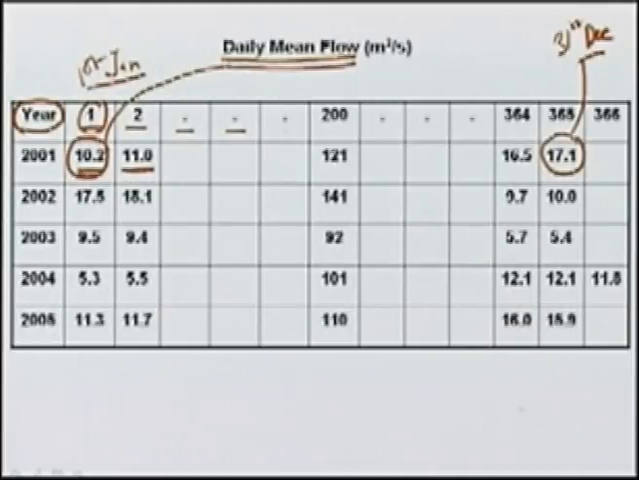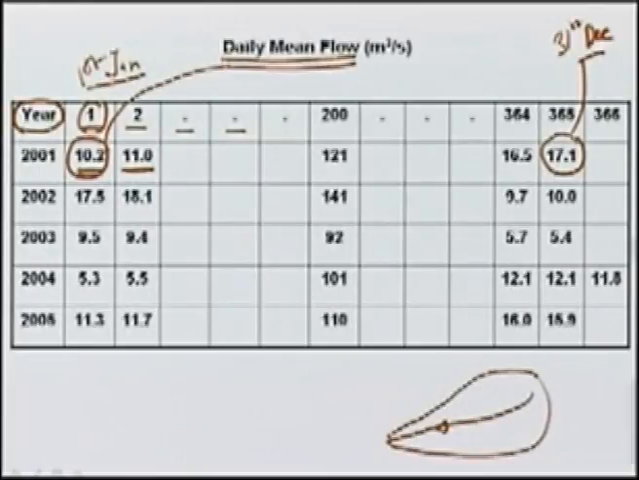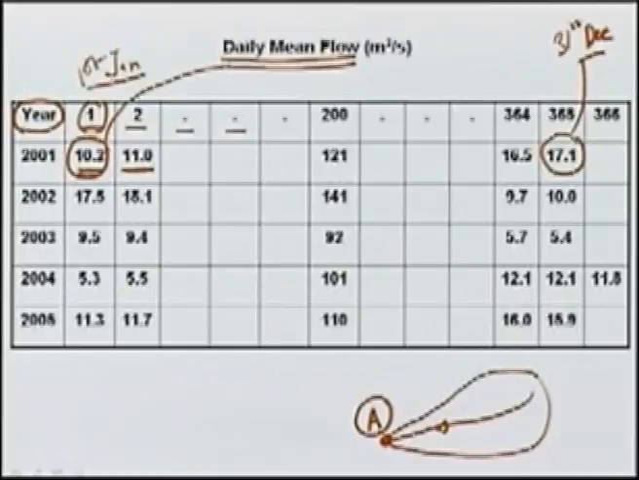passing at that point. So if we have a catchment and there may be a river, and then there's a gauging station here at point A, then measuring the stage at point A, we can convert that into discharge, and for the daily discharge data, we can obtain what is the mean daily discharge at that point A for different times of the year. So on 1st January, we can see that the mean discharge was 10.2 meter cube per second. On 2nd, it was 11, and similarly, we have data for all other days.